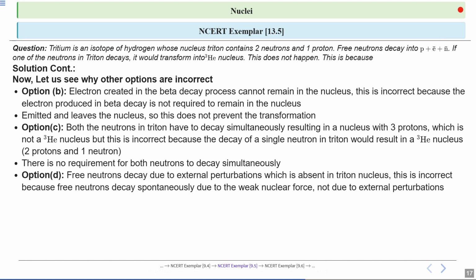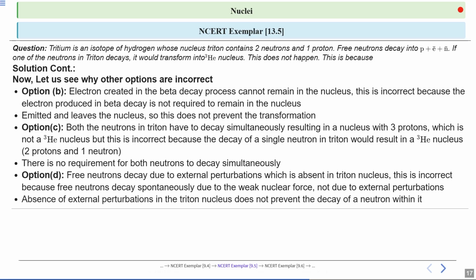Option D states that free neutrons decay due to external disturbances, which is absent in triton nucleus, and this is incorrect because free neutrons decay spontaneously due to the weak nuclear force, not due to external disturbances. Absence of external disturbances in the triton nucleus does not prevent the decay of a neutron within it.